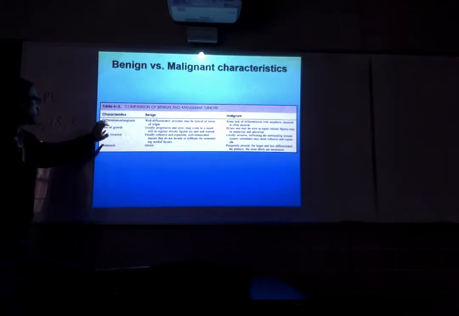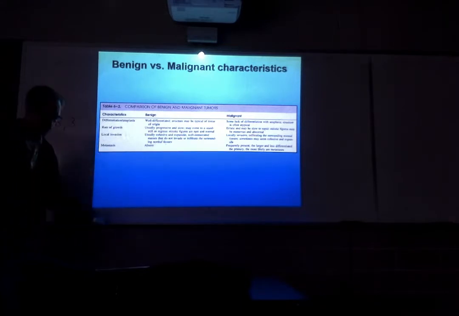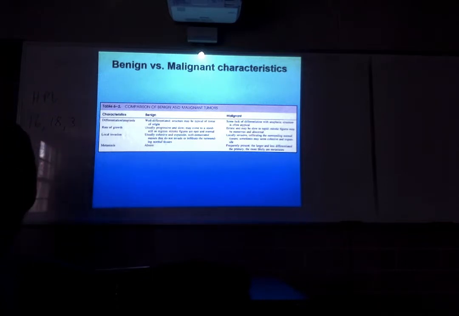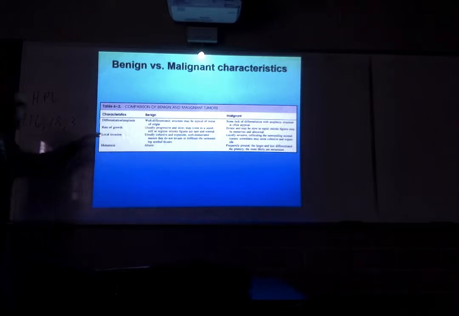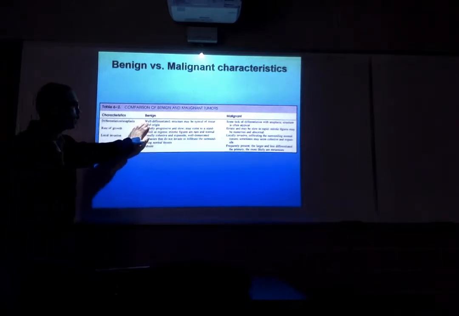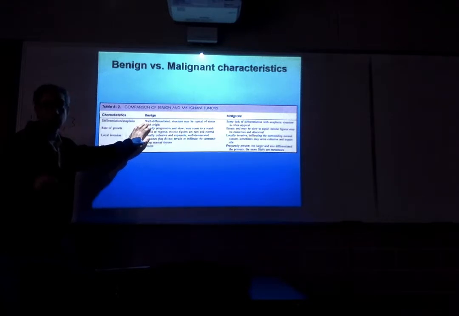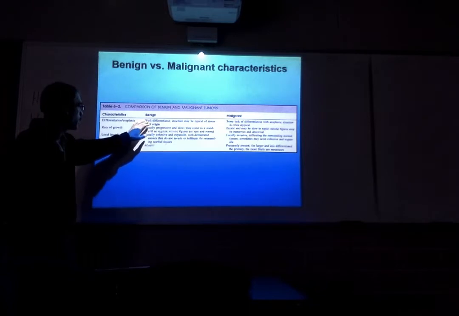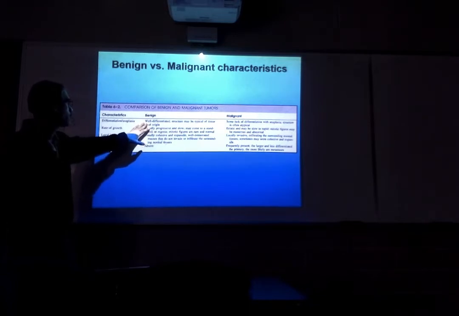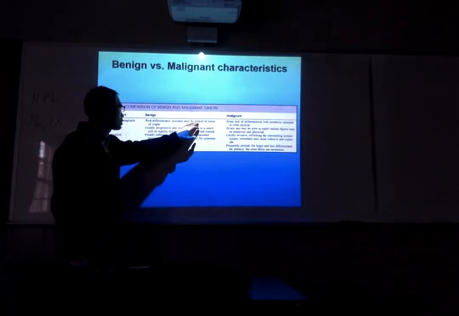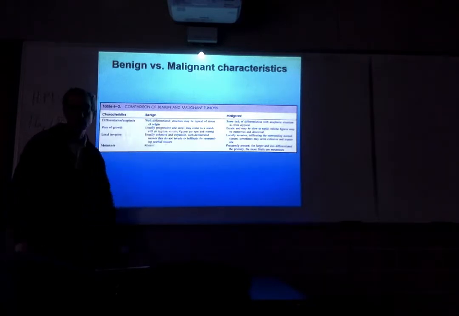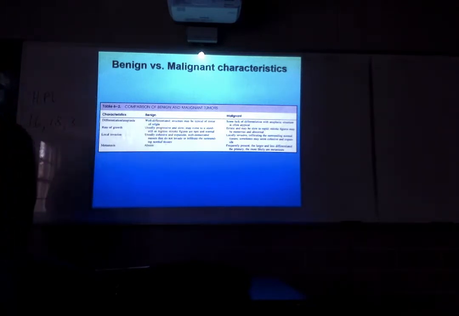Differentiation and anaplasia. That is a term that refers to the degree to which a neoplastic cell resembles its normal counterpart. We talked about it this morning. Benign neoplasms, we said, tend to be well differentiated. They look like their normal counterparts. In fact, they even behave like their normal counterparts. Even the structure of the architecture of the tissue tends to be relatively normal.